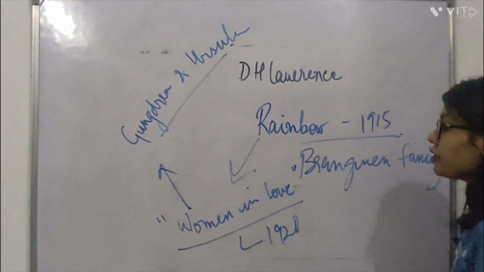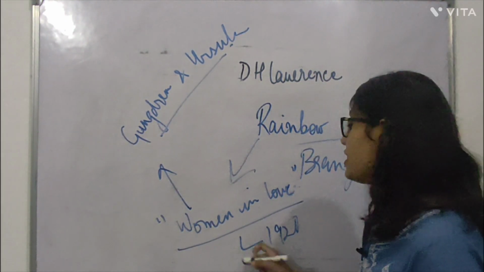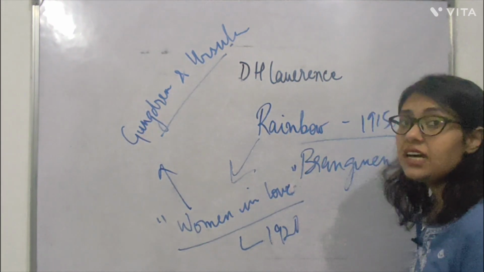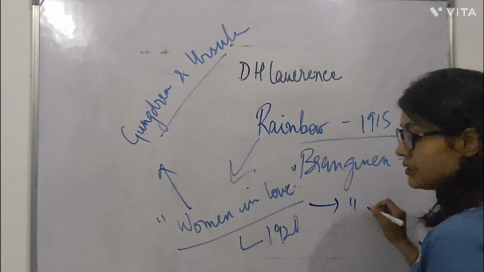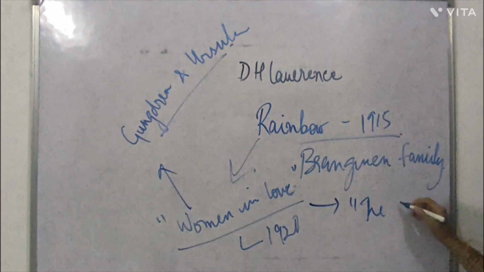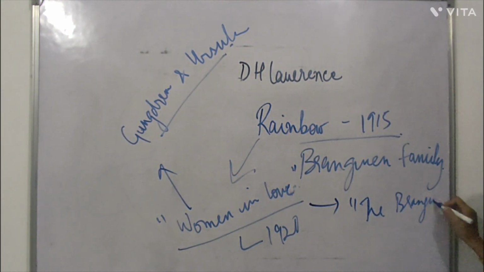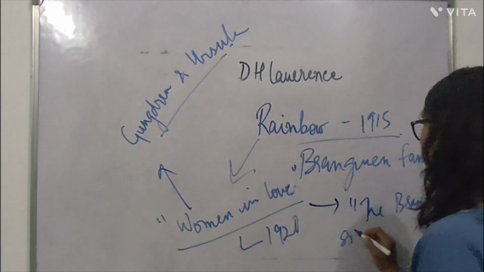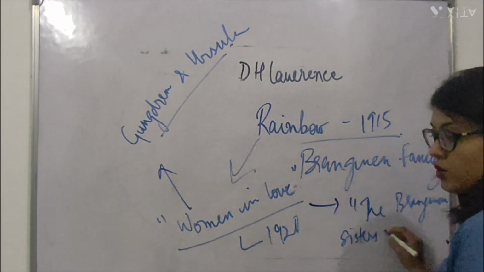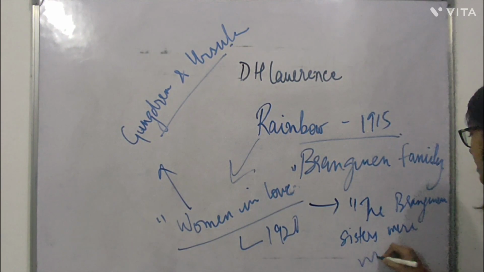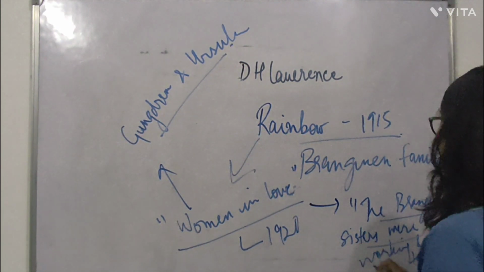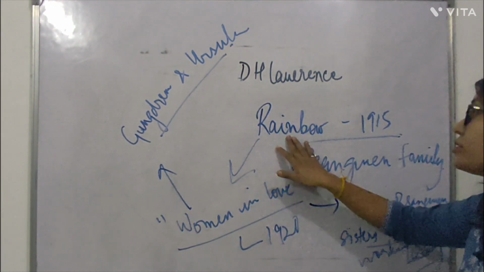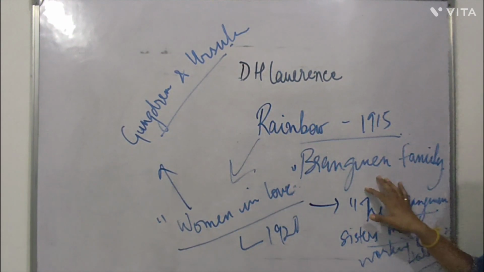The first chapter was suppressed because of the lovemaking seen between two women, and the first line of the book is, "The Brangwyn sisters were working and talking." This is the first line of the book. So what you need to remember is that The Rainbow was the first book that came out about the Brangwyn family.